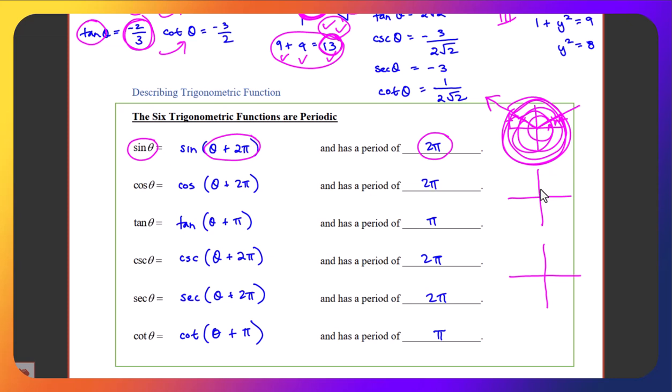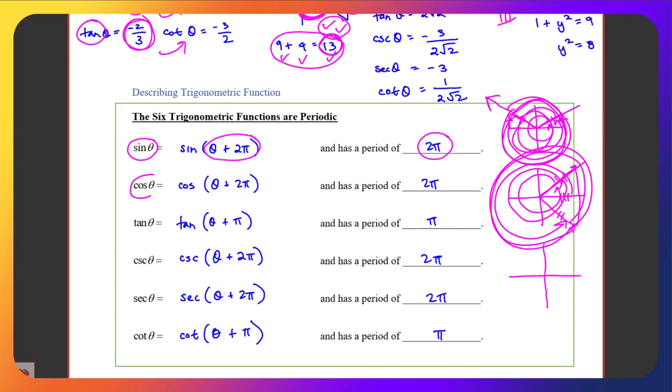Same with cosine. We know that this angle has an x and an r. This angle down here has the same x and r. And so if I do this and this, I get the same cosine. Same here. If I do this and this and this, I get the same cosine. So cosine is the same no matter how many 2 pi's I add. I can add 2 pi and 2 pi and 2 pi. Now tangent is a little different.